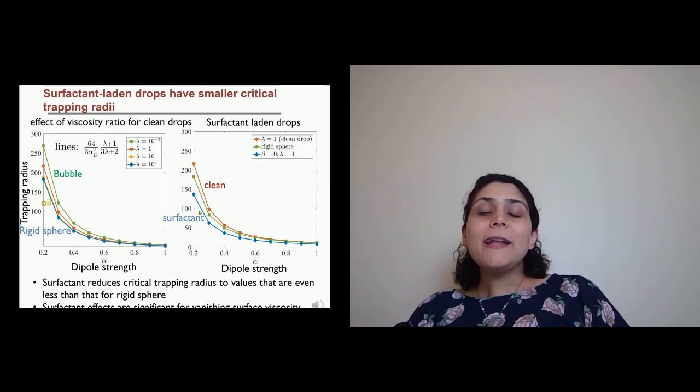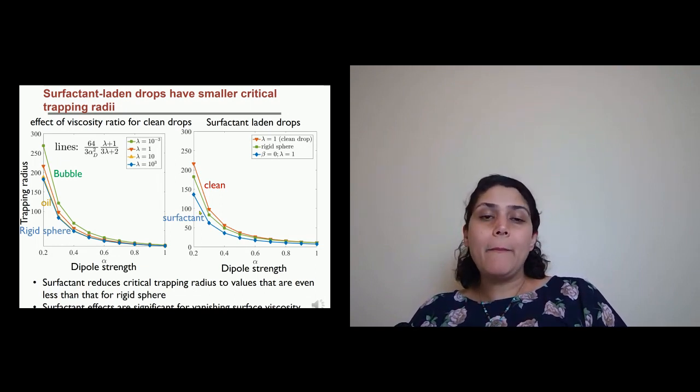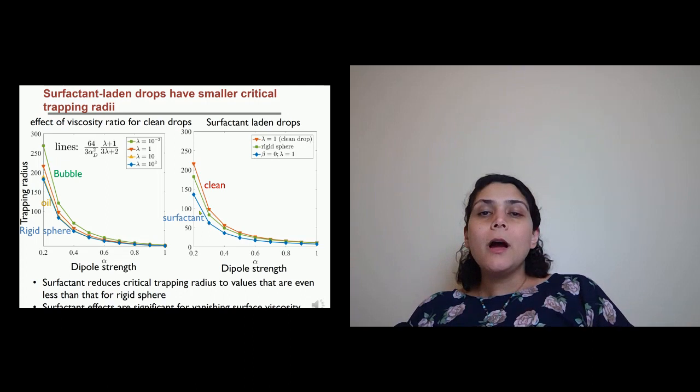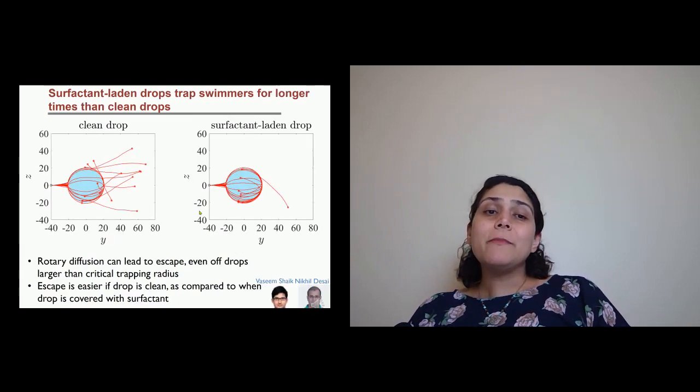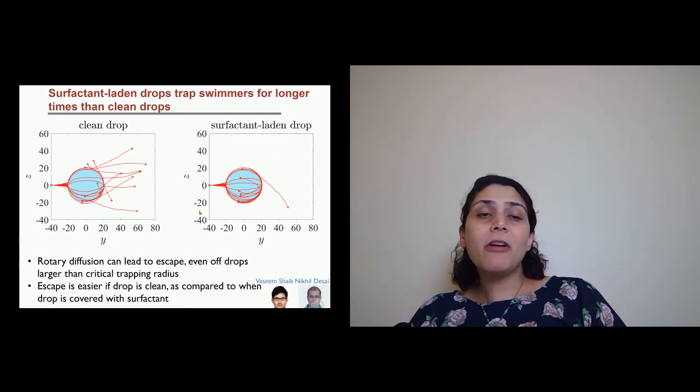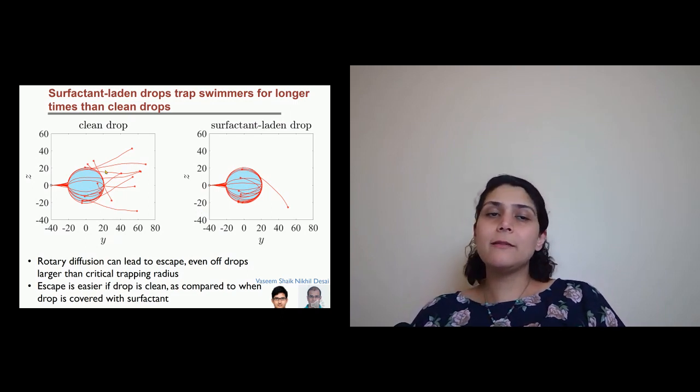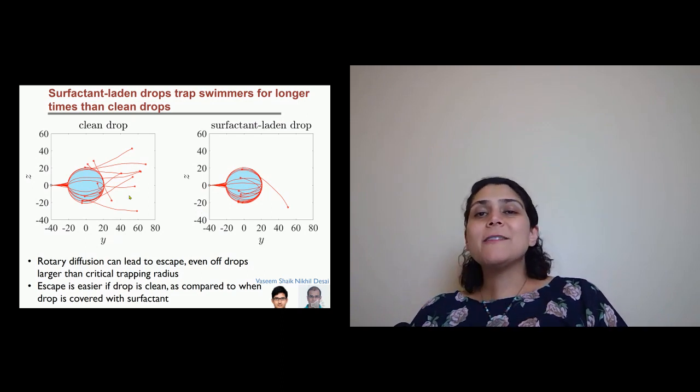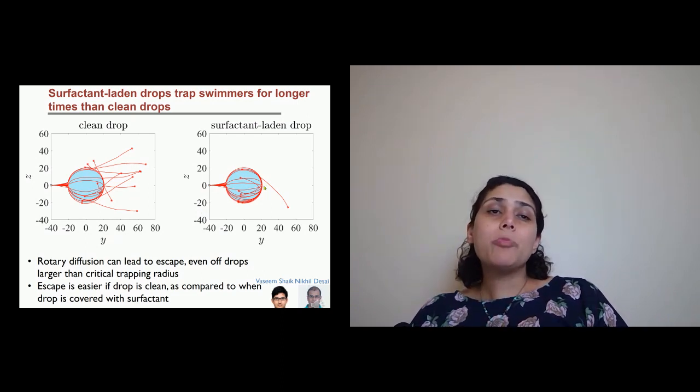So in order to understand that, we did some experiments to see if the same thing happens, and I'll show that in a second. But in addition to deterministic motion, we can also look at the stochastic motion of these bacteria, including run and tumble, as well as the diffusive motion. And we see that if we have a suspension of these bacteria near a clean drop, some of them get trapped, some get scattered. But when we add surfactant, we have much more trapping compared to clean droplets.